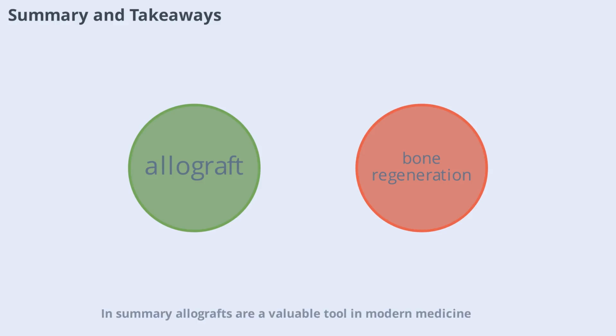In summary, allografts are a valuable tool in modern medicine, offering effective solutions for bone repair and regeneration. With advances in processing, safety, and clinical application, allografts continue to improve patient outcomes. Understanding the different types of allografts and their properties helps surgeons make the best choices for their patients. As research progresses, the future of allografts looks even brighter.